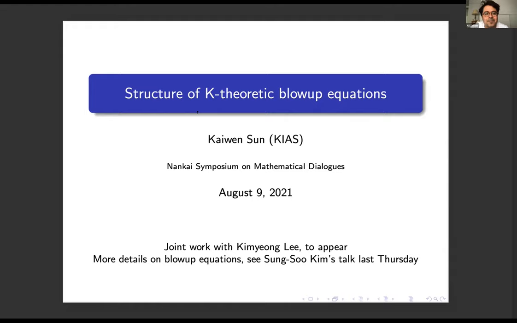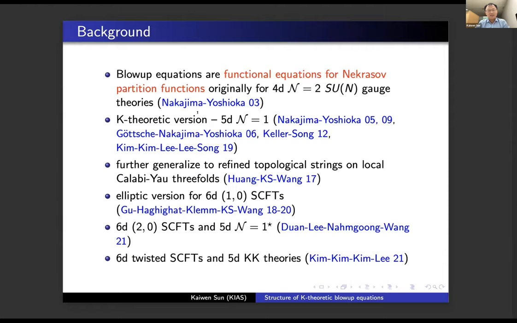Thanks for this good opportunity to present my recent work. This is based on joint work with Kimyeong Lee at KIAS. So the subject is blow-up equations, which we already heard about last week in Song-Soo Kim's talk. If you are interested, more details are in his talk. So let's repeat what blow-up equations are. In a word, blow-up equations are the functional equations of the Nekrasov partition function.